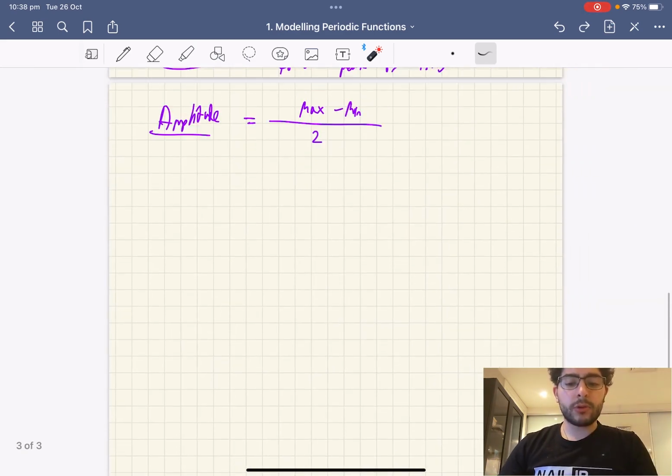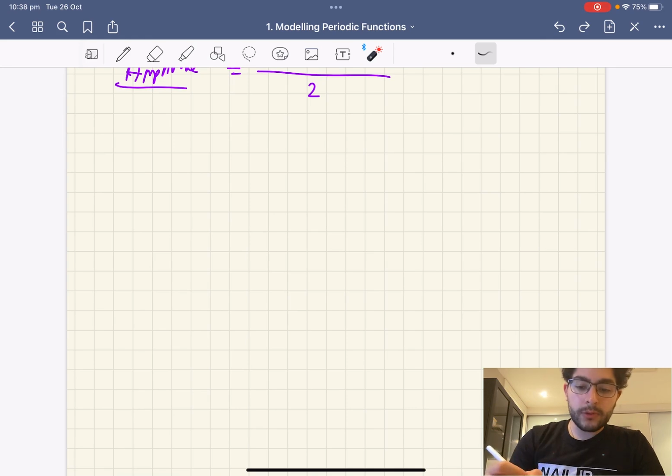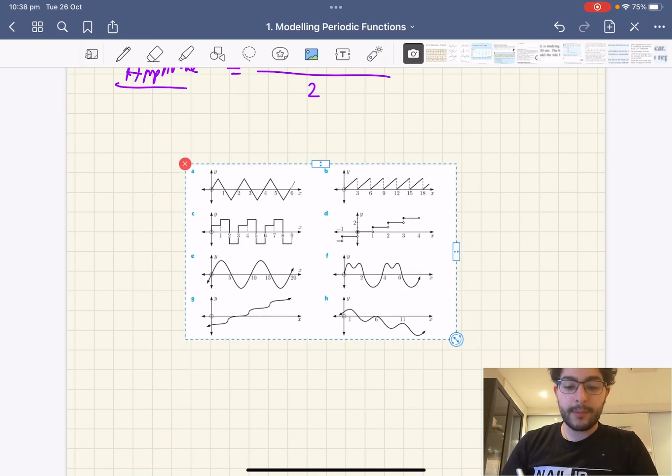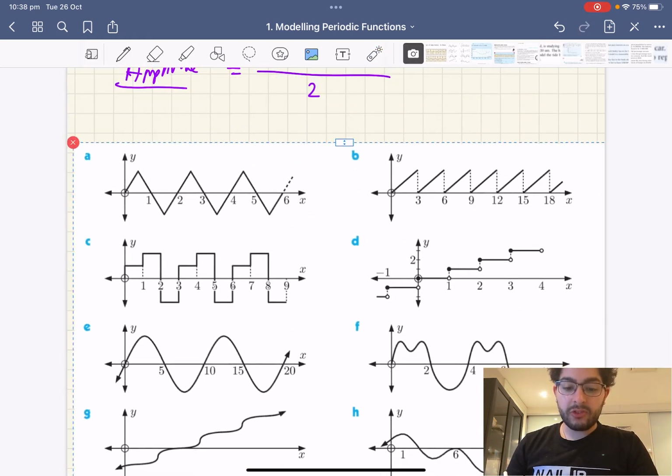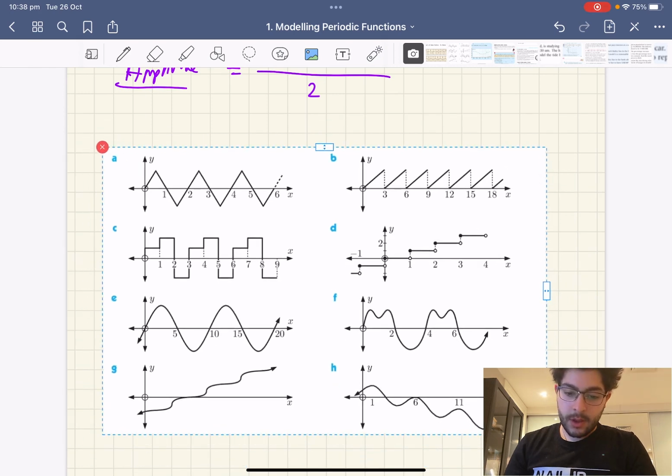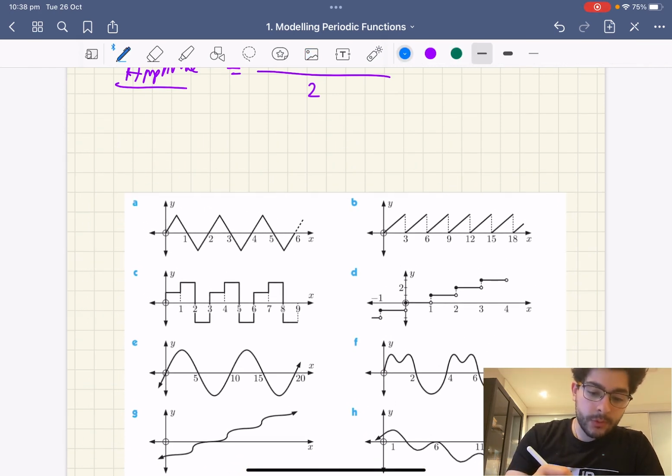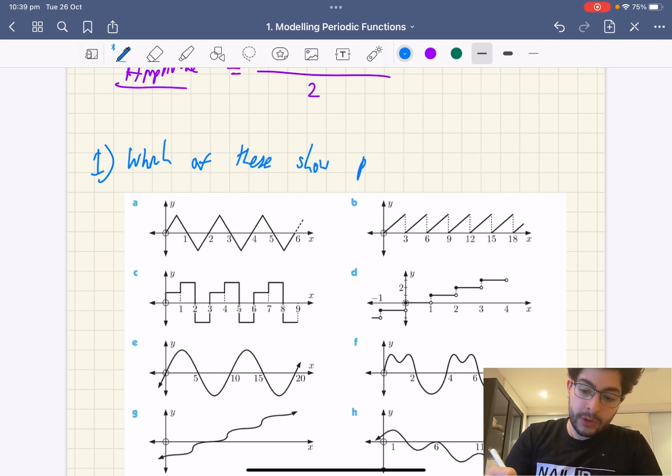Now what I'm going to do is go through a few specific questions that I think examine this idea. Now the first question I'm going to say is, which of these show periodic behavior?